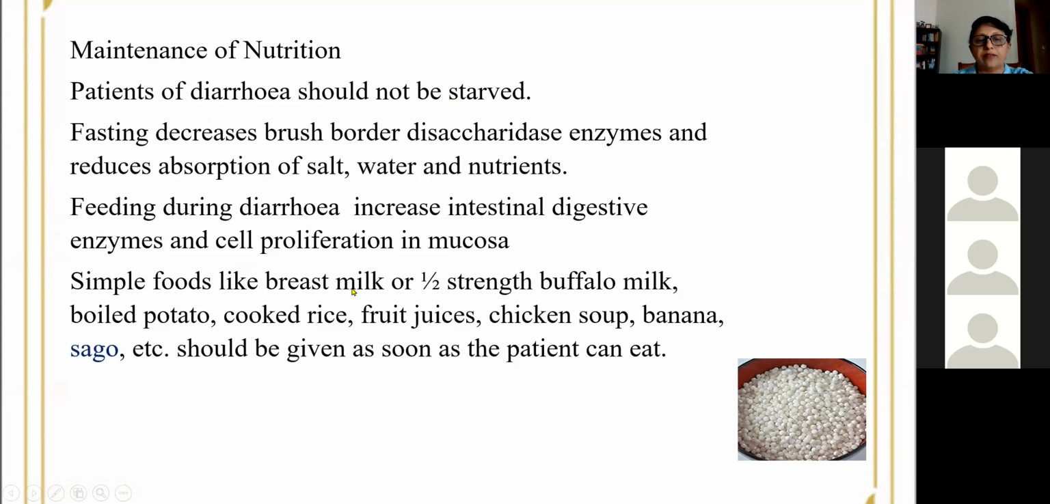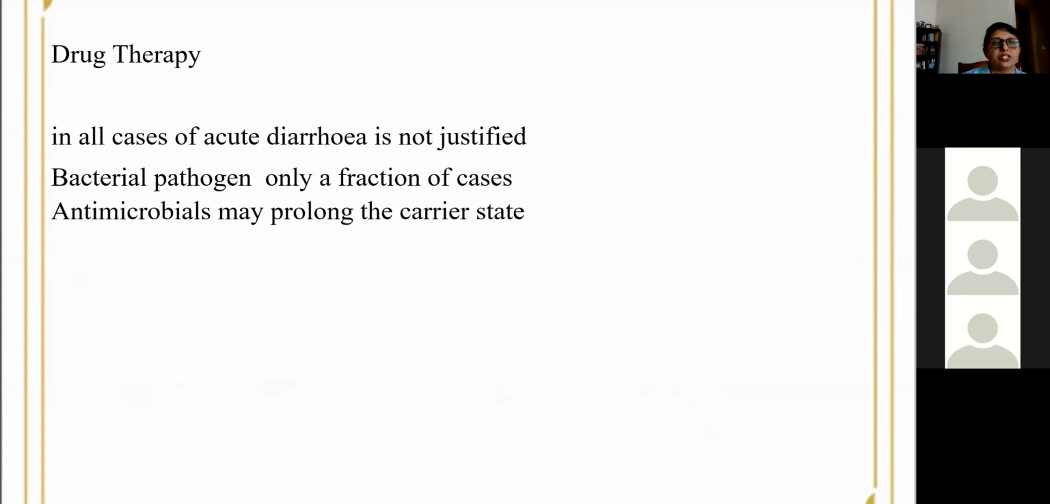Children can be breastfed or given half-strength buffalo milk, or we can give boiled potato, cooked rice, or rice kanji, then fruit juices, then chicken soup, yes, we can try. Then banana, sago. Sago, you may have seen this. In Malayalam, it is called chavari. That can also be given. We can make chavari porridge and give it. So this is for the maintenance of nutrition.